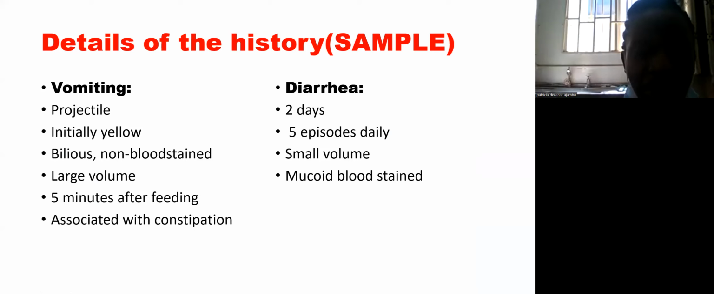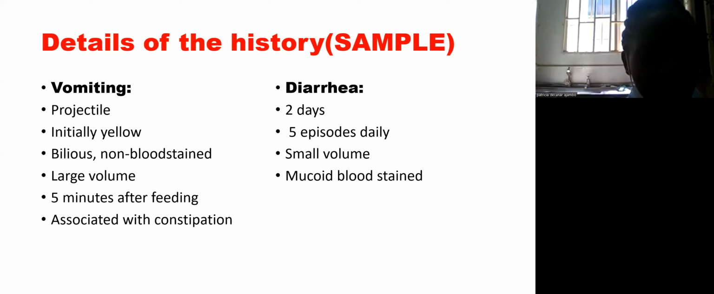So after this emergency resuscitation of the child, as we continued the resuscitation, we took a more detailed history concerning the presenting complaint. This child had had vomiting for about 3 days, which was projectile. It was initially yellow and bilious, however, non-blood stained.